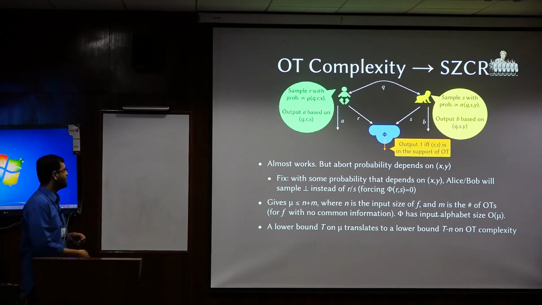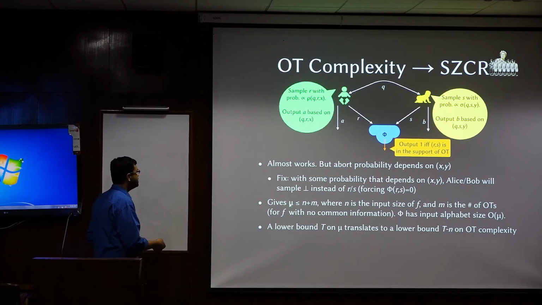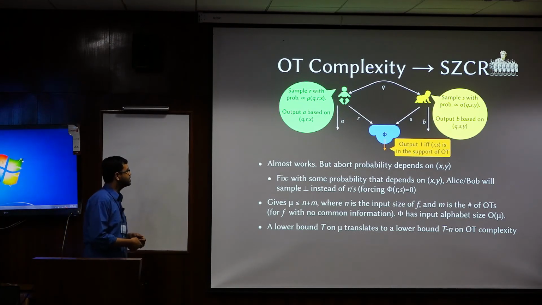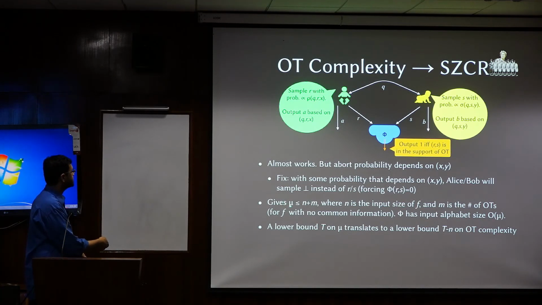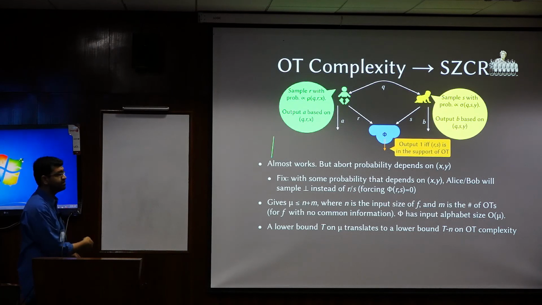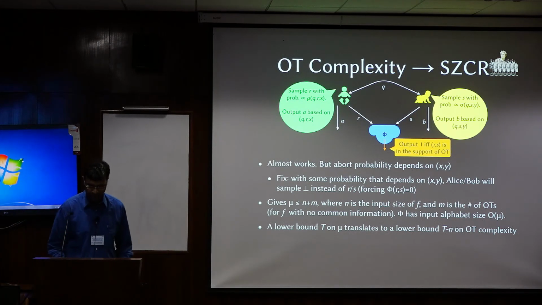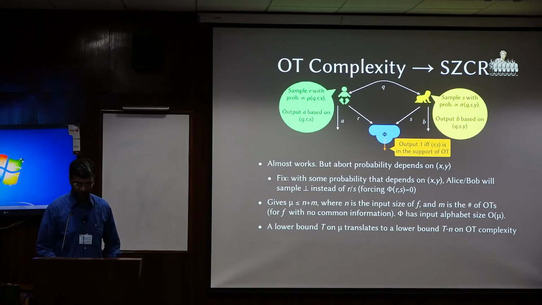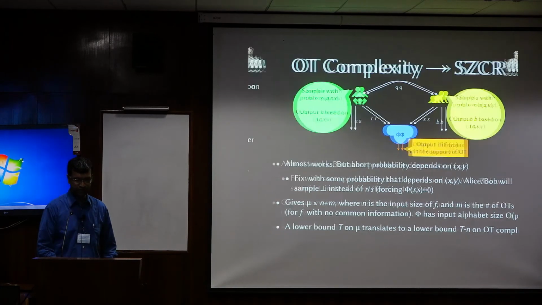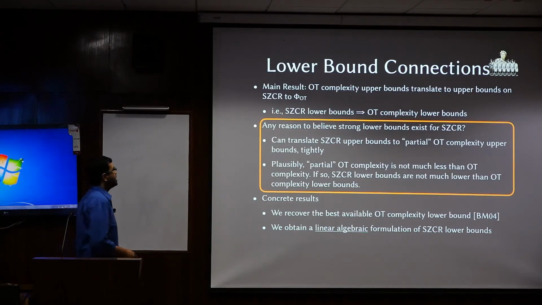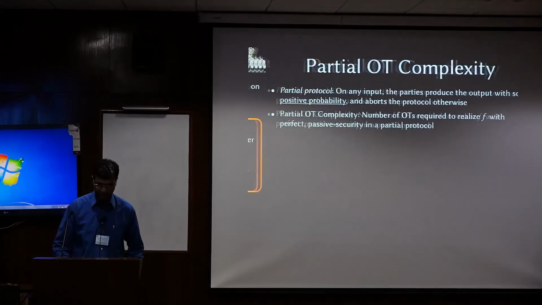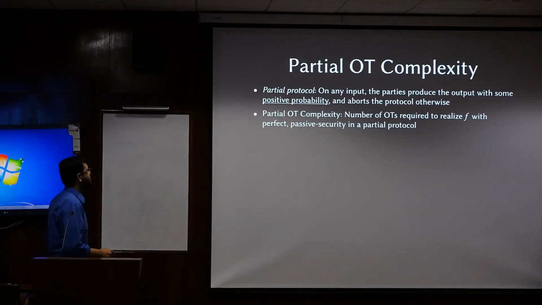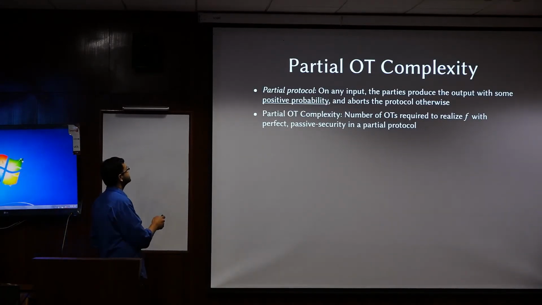And so now if you have a lower bound on mu, that translates to a lower bound on m, right? So if mu is greater or equal to t, then m is greater or equal to t minus n. Okay, so that's all I will say about the connection to OT complexity. I'll say a few things about this reason to believe question. So I probably already said everything here, but let me just quickly go over it.